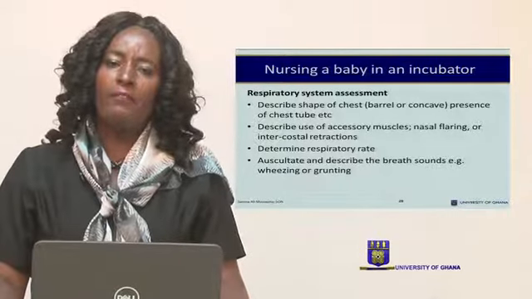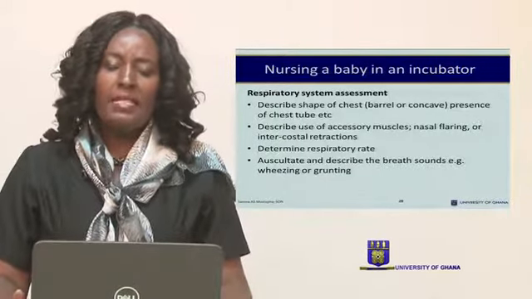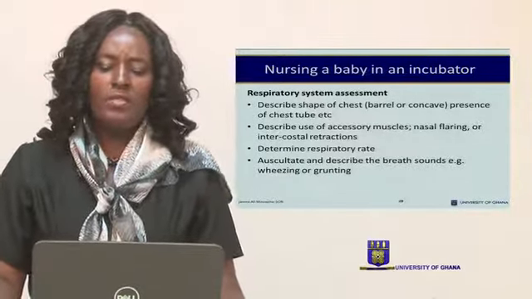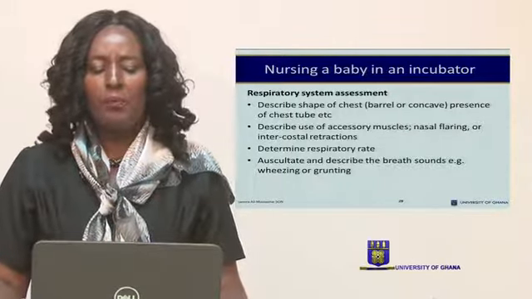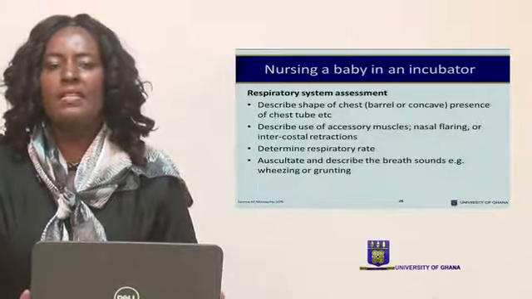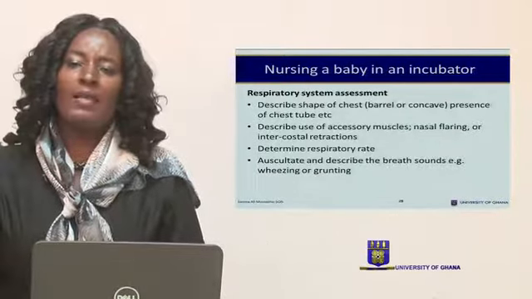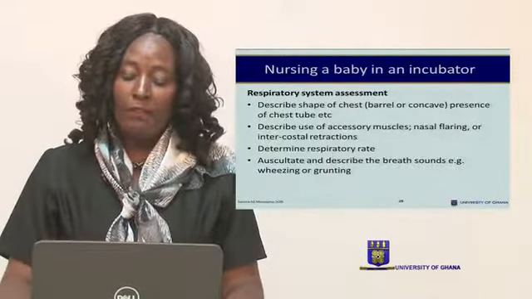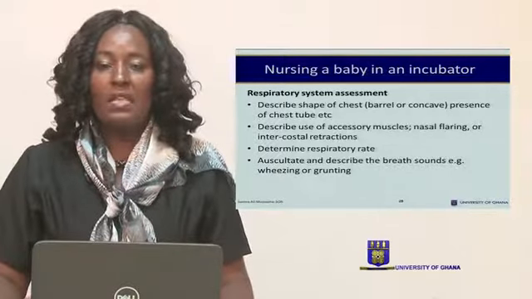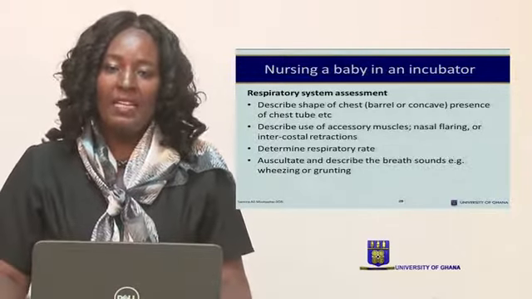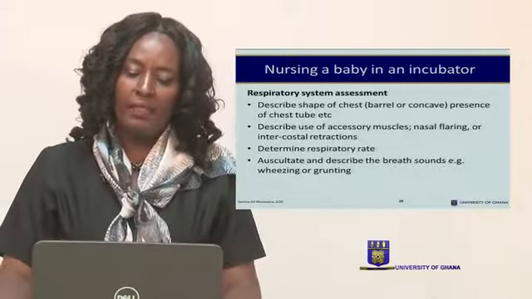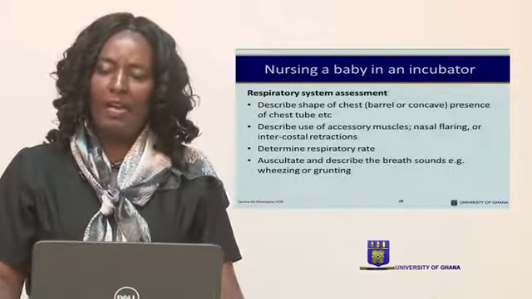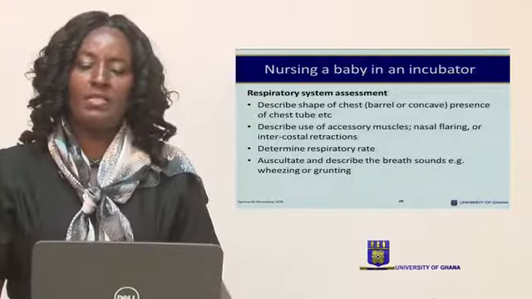And performing this involves examining the chest to look at the shape, whether it's barrel or concave, and to see whether there is the presence of a chest tube. All these connote that there is some difficulty. And also we will assess for the use of accessory muscles, whether there is nasal flaring or intercostal retractions. All of these depict labored breathing. So you have to assess for all these and then determine the respiratory rate and make sure that it is within normal, and also auscultate.